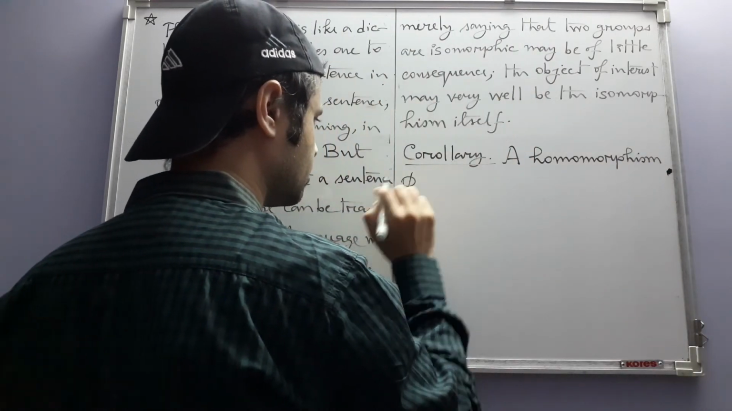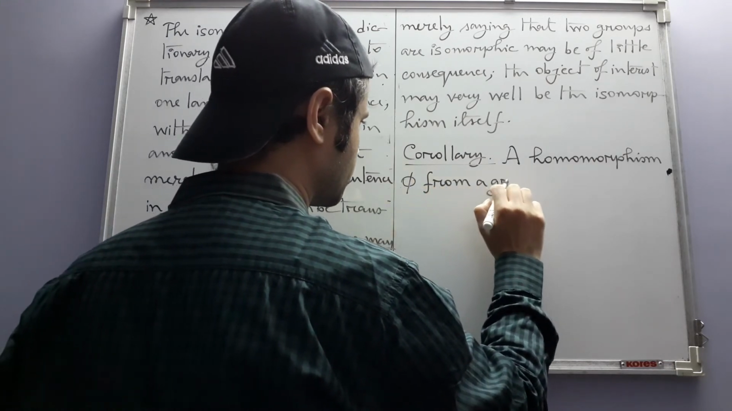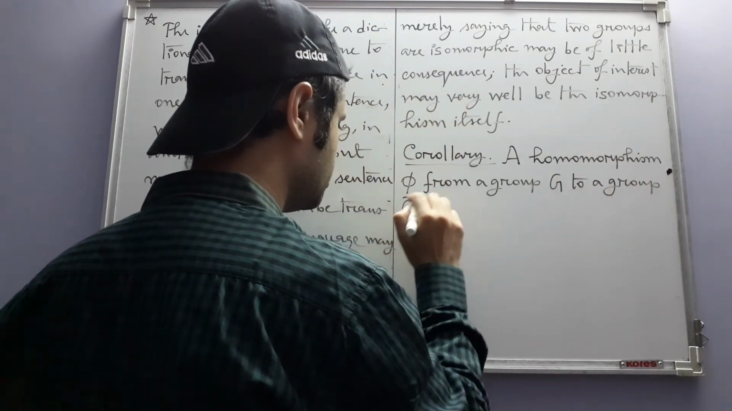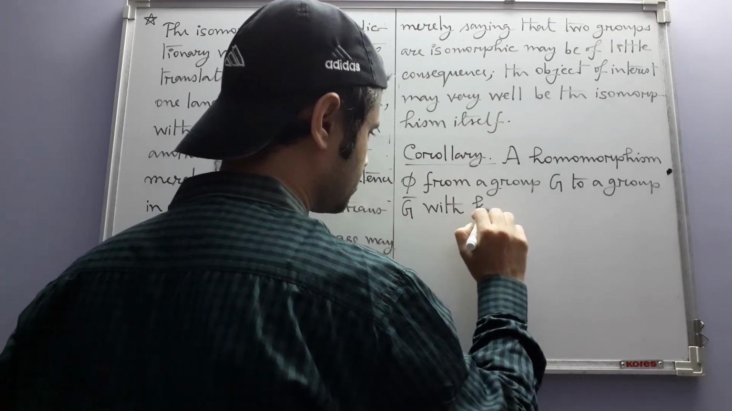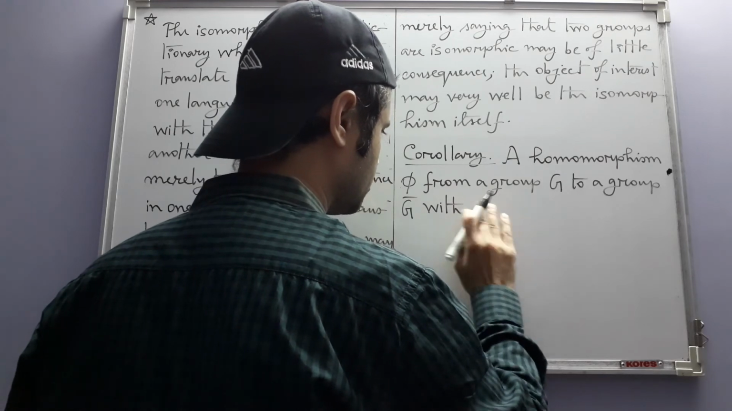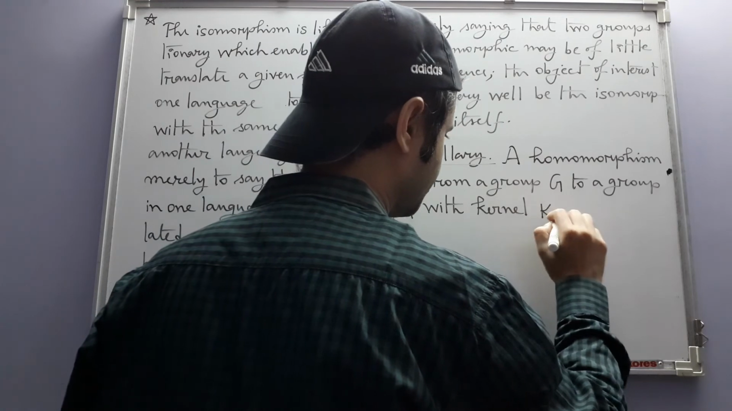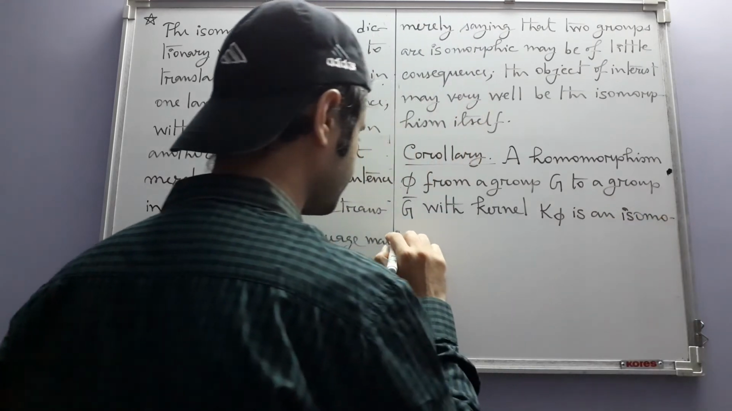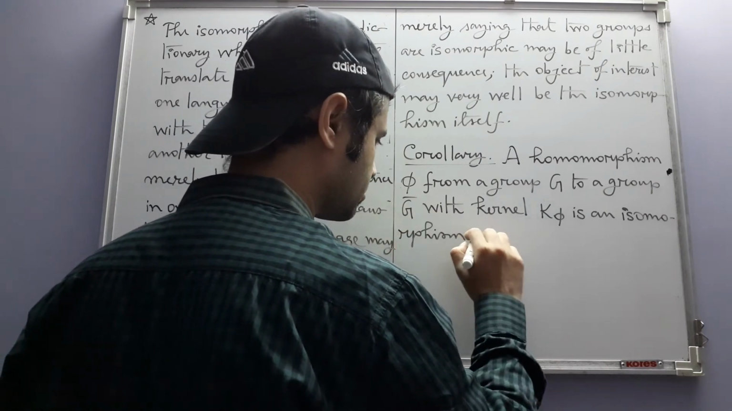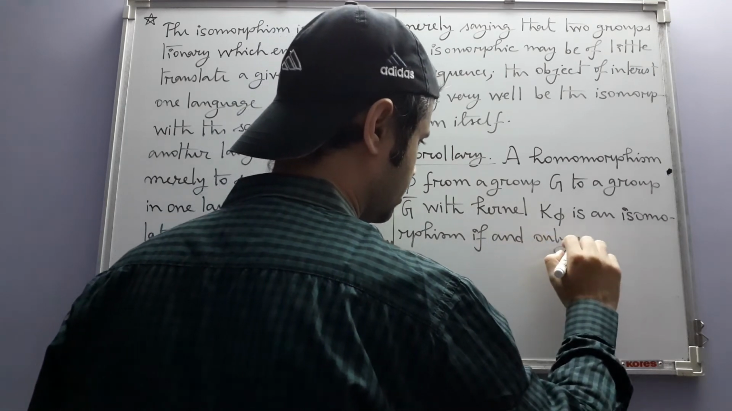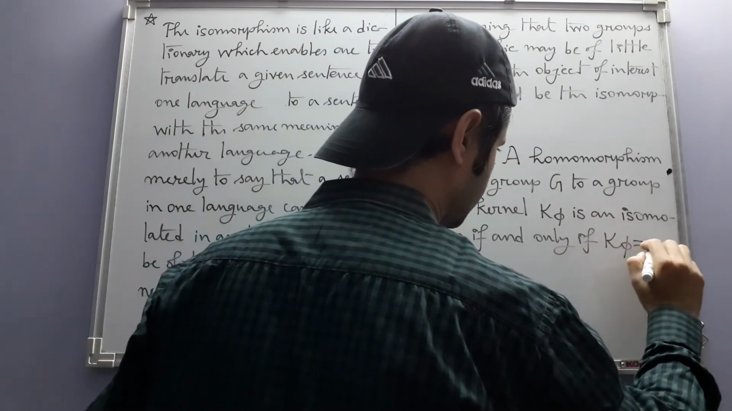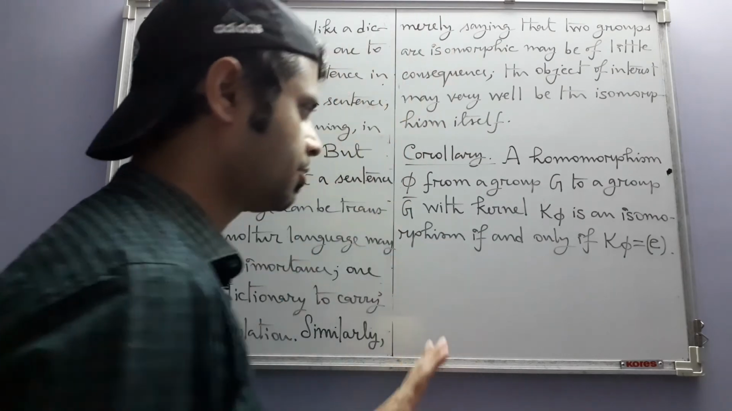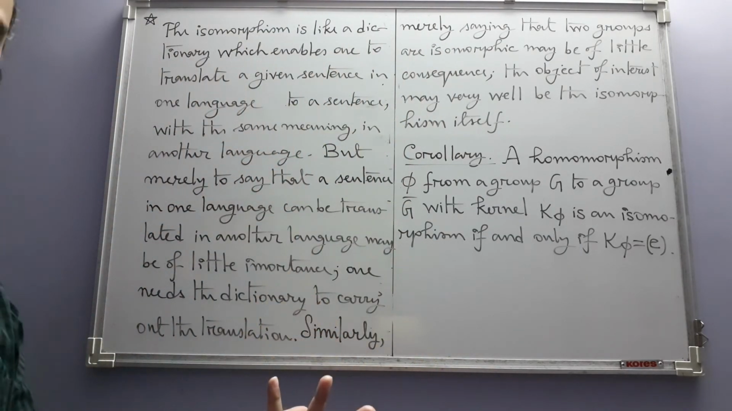A homomorphism phi from a group G to a group G bar with kernel K phi is an, now we can say isomorphism, we have that language, if and only if K phi equals the identity element.